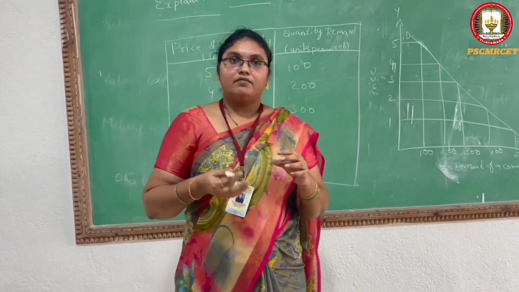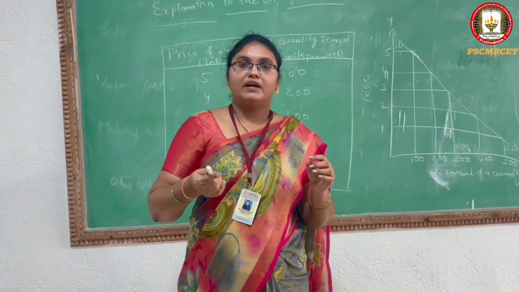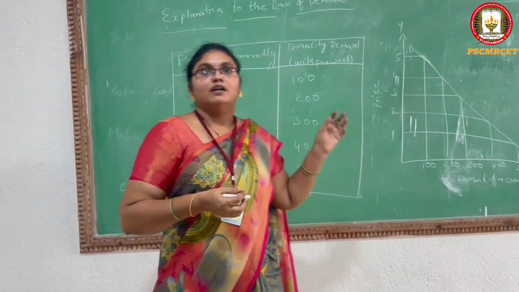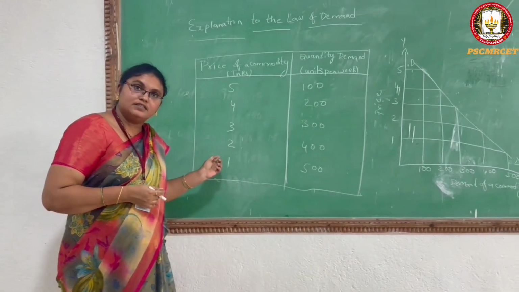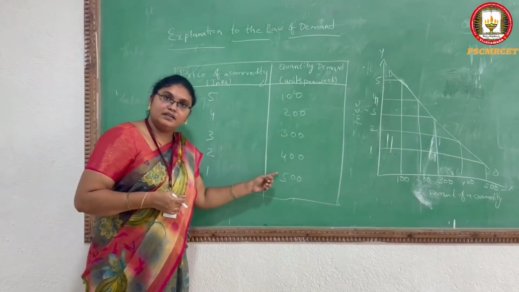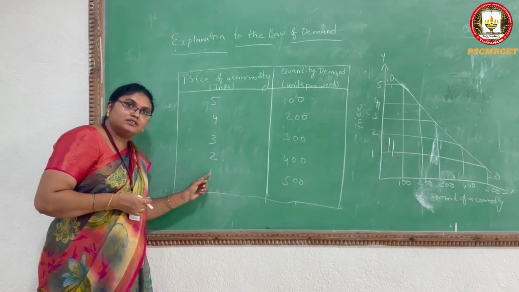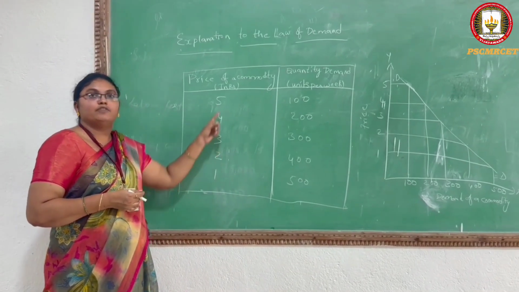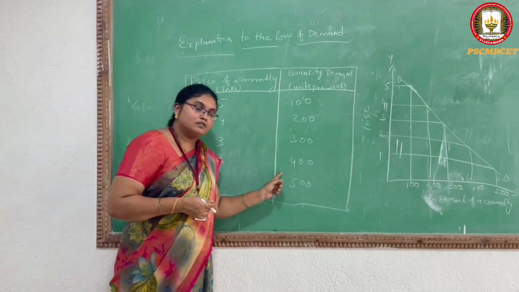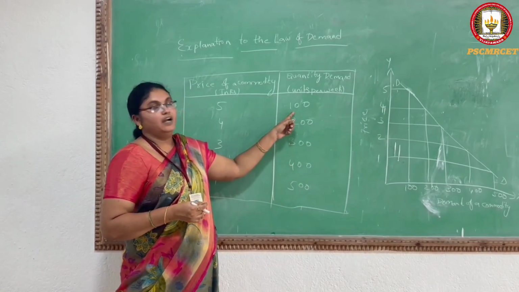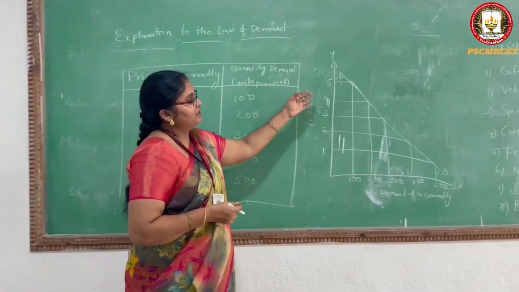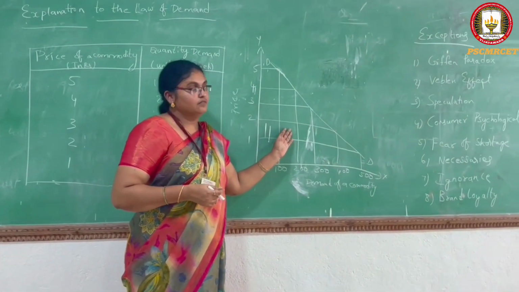Now, the law of demand is explained with an example. That is the demand schedule. When the price of the product is decreased, demand is increased. When the price of the product is increased from 1 rupee to 5 rupees, the quantity demanded is also decreased from 500 units to 100. It also explains the demand curve.